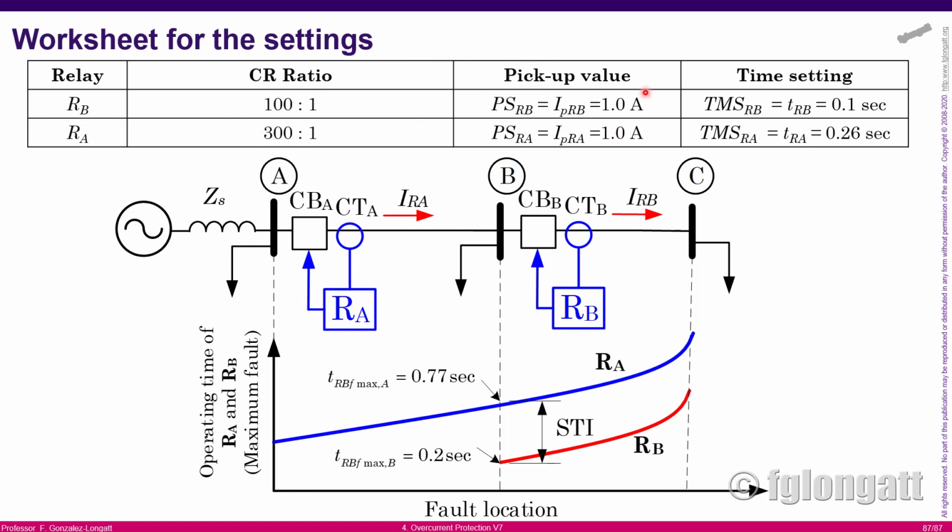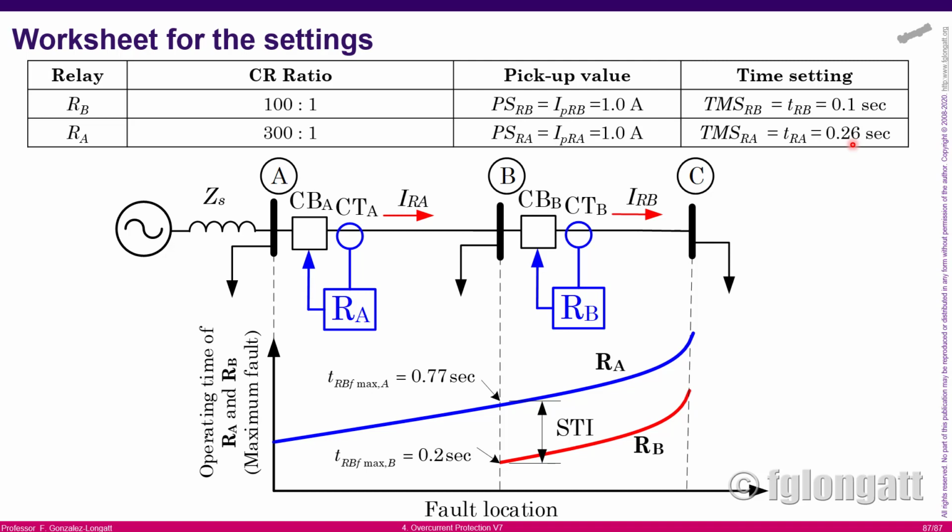Then we present the current setup. Both relays have a current setup for a pickup current of 1 amp. And then probably the most complicated part, which took more calculation, the time settings: for relay B, 1 second, and the time setting for relay A, 0.26, okay?